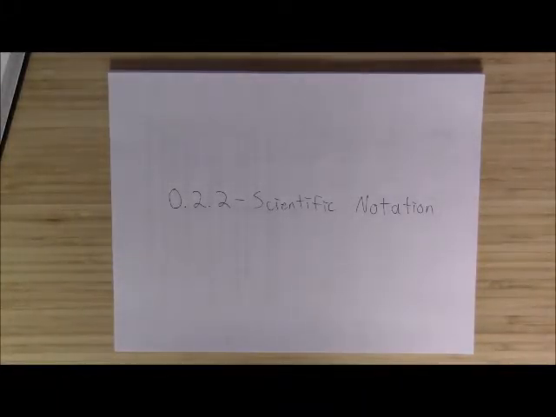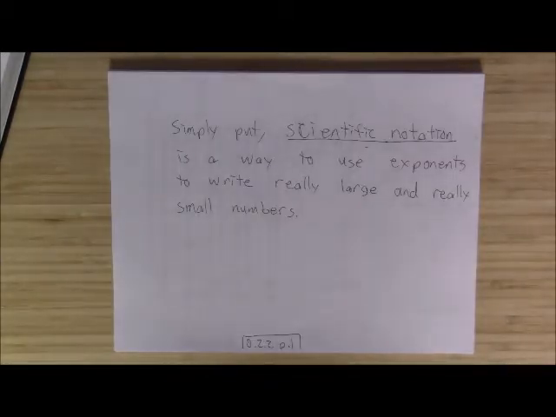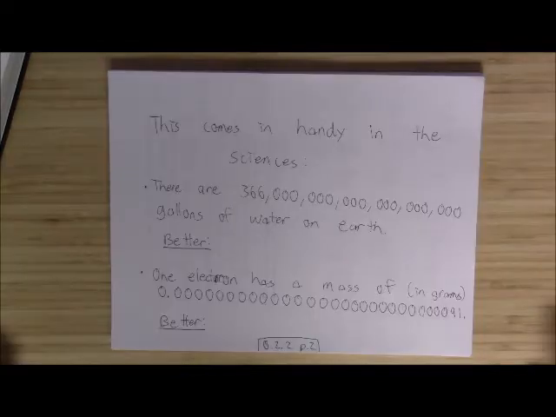Alright, in this video we'll be talking a bit about scientific notation. Now, the easiest way to understand what scientific notation is, it's just an easier way to use exponents to write really large and really small numbers. Naturally, this comes in handy in the sciences where we often have really large and really small numbers.